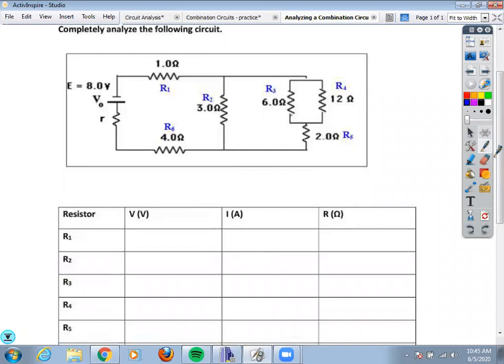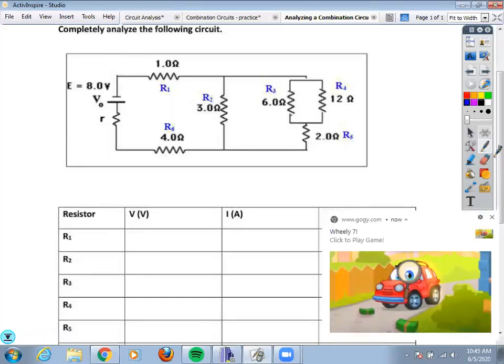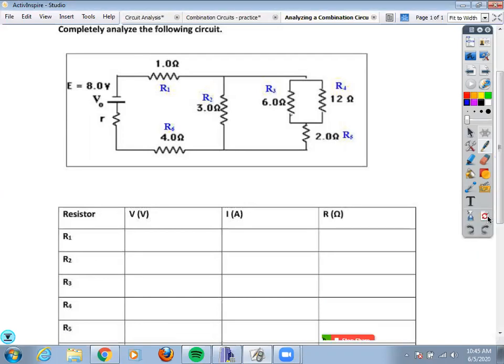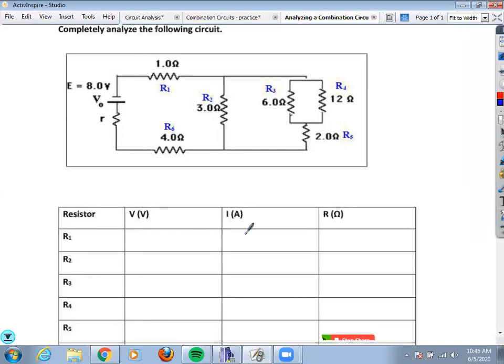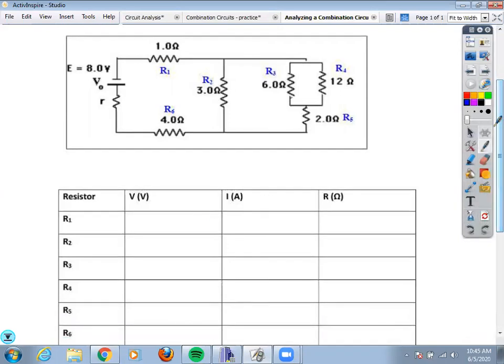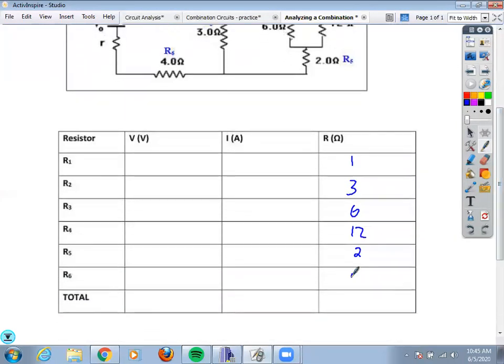Remembering that we use our rules for series and parallel circuits. We use Kirchhoff's rules, the junction rule, the loop rule, and we also refer to Ohm's law when we know two of the three values. So what we'll do here, first of all, is fill in the resistance values. So we have R1 is 1 ohm, R2 is 3, R3 is 6 ohms, R4 is 12, R5 is 2, and R6 is 4 ohms.